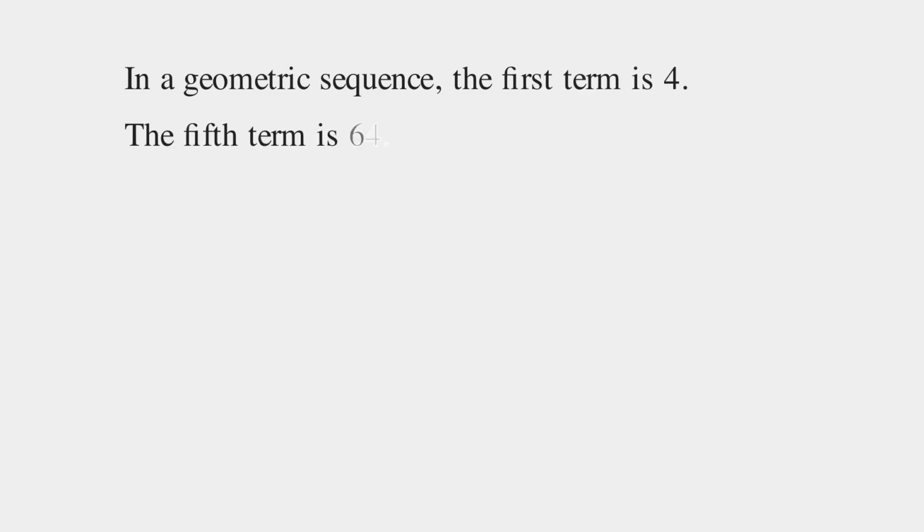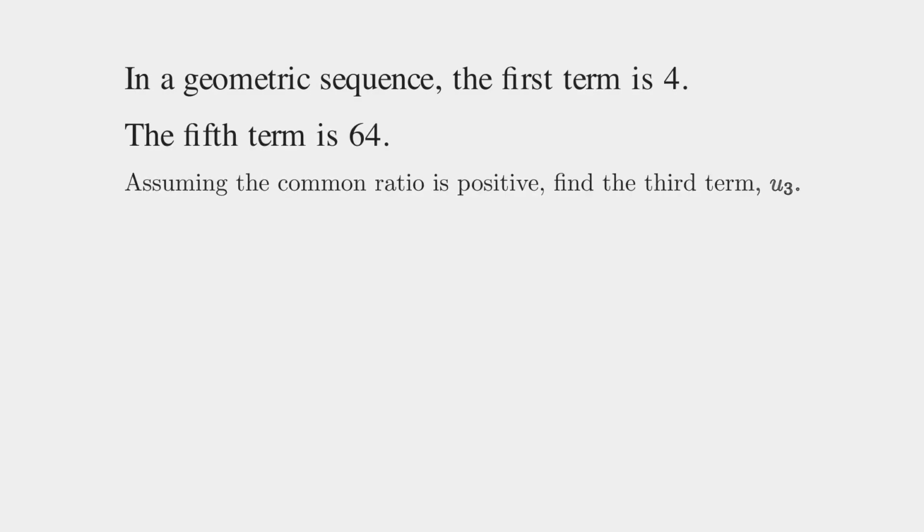Hello everyone. Today we'll go through 5 examples about geometric sequence and series. In example 1, we're told a geometric sequence has a first term of 4 and a fifth term of 64. We need to find the third term assuming a positive common ratio.